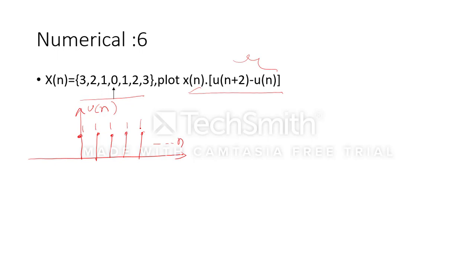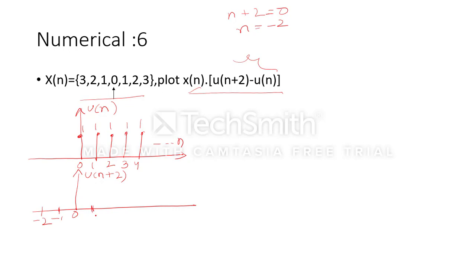But here we have to plot un plus 2. If you remember, for n plus 2, if you set it equal to 0, then n will be equal to minus 2. So we have to subtract minus 2 from each sample. So the final un plus 2 will look like this: it will start from minus 2, then minus 1, and go up to n. The samples will start from minus 2.